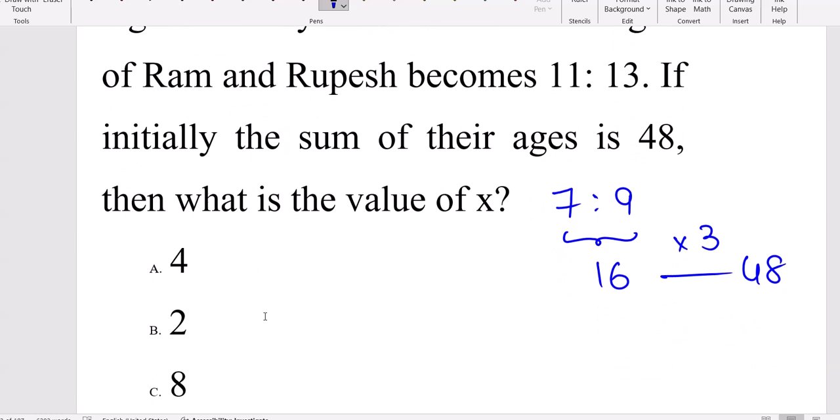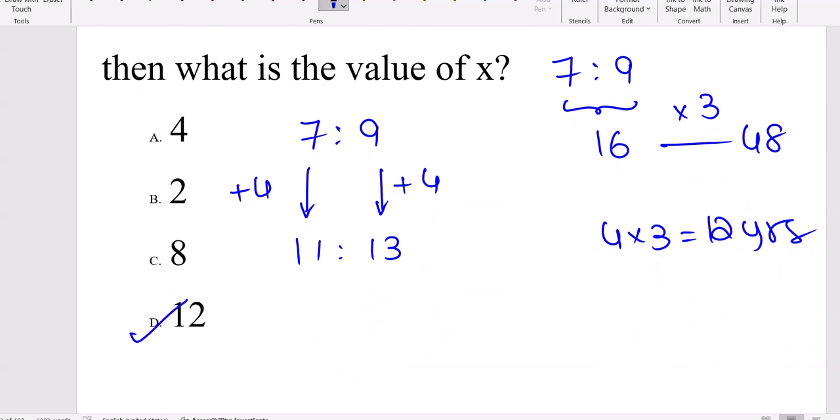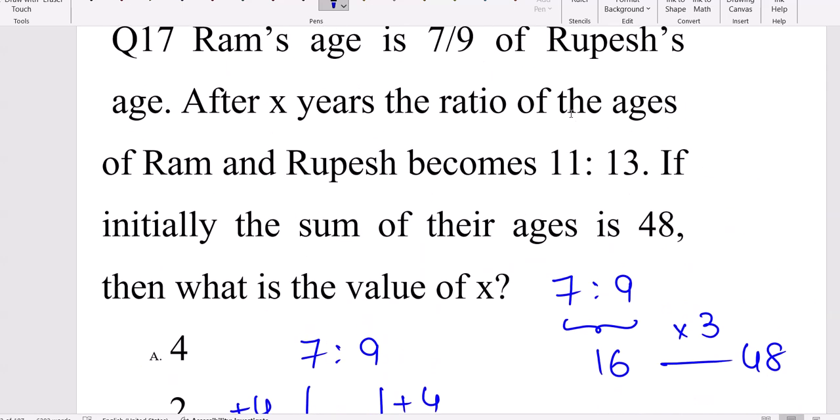Now, see, this is 7 is to 9. After some X years, what does it become? 7/9 can be written as 7 is to 9, there is no problem. Now it is 11 is to 13. The ratio values both increased by 4. In ratio 4 means originally 4 into 3, 12 years, answer is 12. That's it. This is the shortcut method. You definitely have option 12, that's option D. This is the shortcut method to apply.